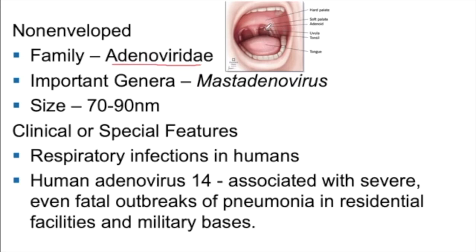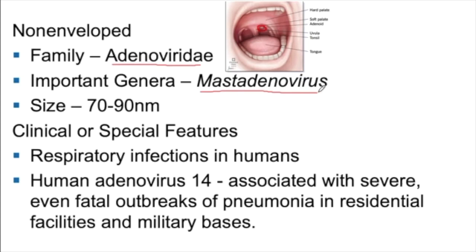Adenoids are tissues that you find towards the back of the mouth, and they work together with tonsils as part of the defense, part of the immune system of the body, sorry. And one important genera that you find in this group is the mastadenovirus. The sizes will range from 70 to 90 nanometer. Clinically, what importance they have to us as humans is that they cause respiratory infections in humans.